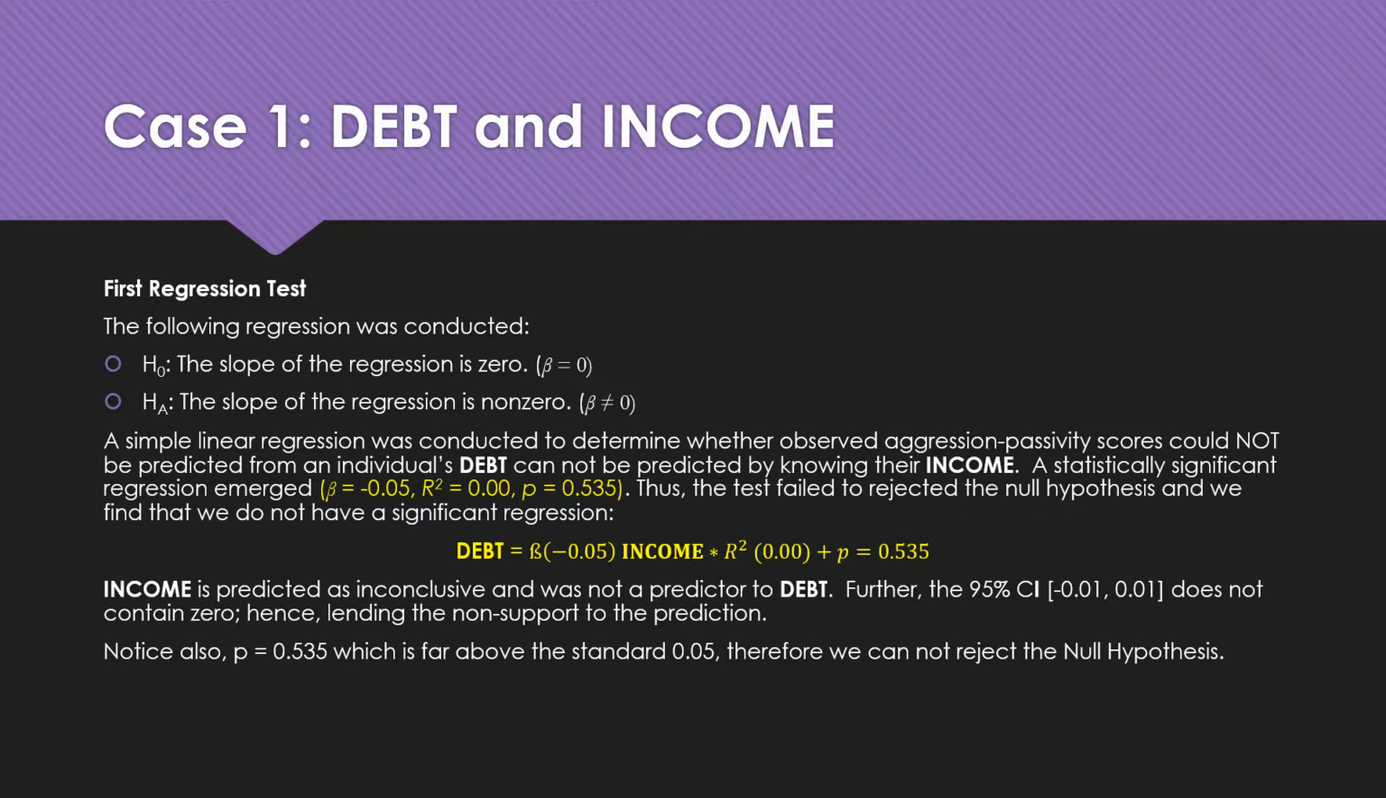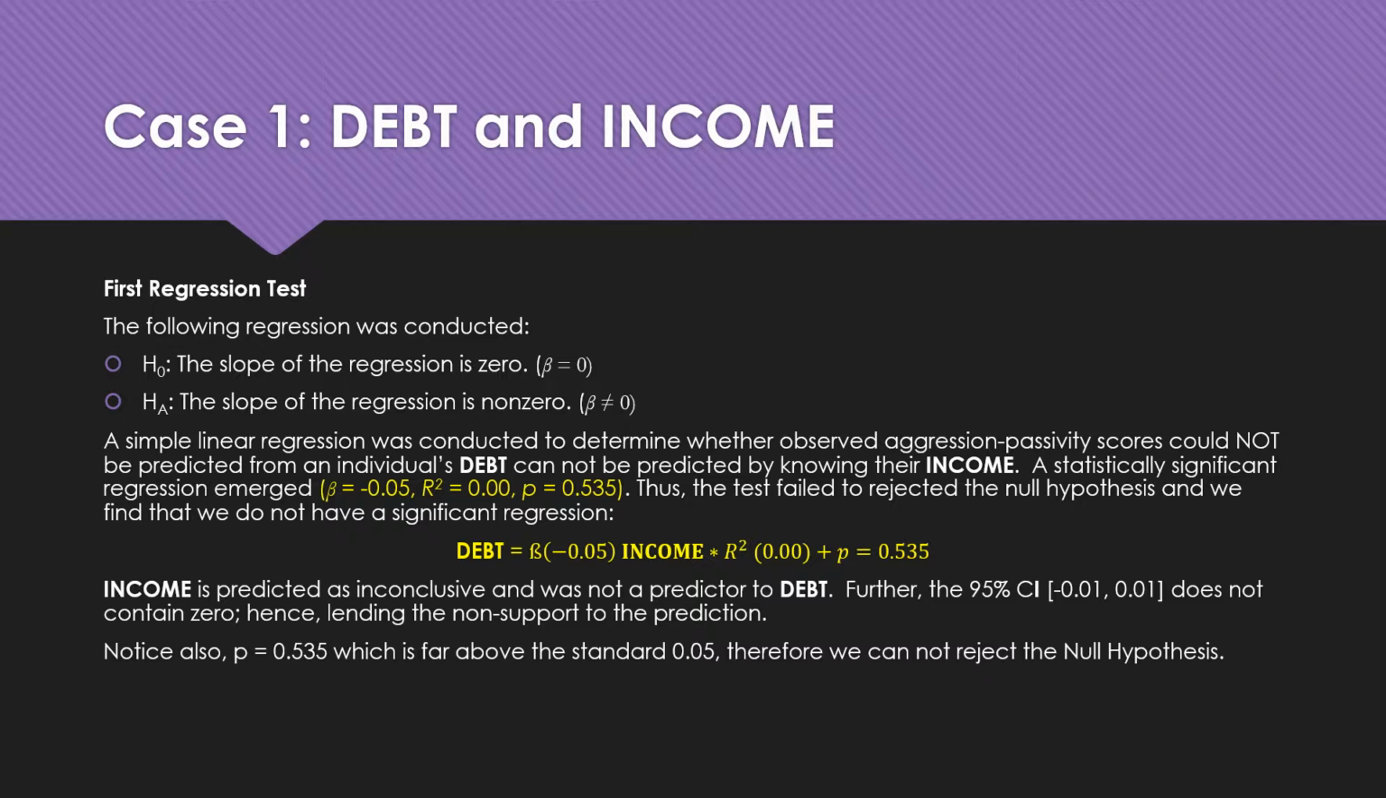Case 1, debt and income. Income is predicted, and also the debt is predicted. Further, the 95% confidence interval is negative 0.01 as the lower bound and 0.01 as the upper bound. If you also notice, the p-value is above 0.05. It is 0.535.